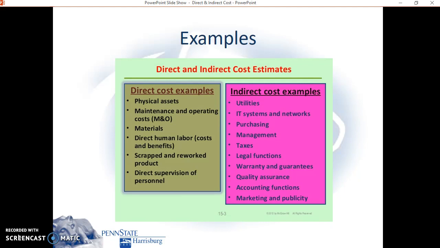So, for example, direct calls will be physician assets, maintenance and operating costs, materials, direct human labor, scrapped and reworked product, direct supervision of personnel. Indirect costs will be utilities, IT systems and networks, purchasing management, taxes, legal functions, warrants and guarantees, quality assessments, accounting functions, and marketing and publicity. These, like I said before, are some of the examples of where each thing will fall in direct and indirect calls within healthcare.